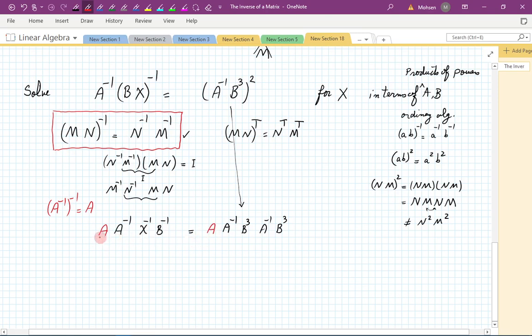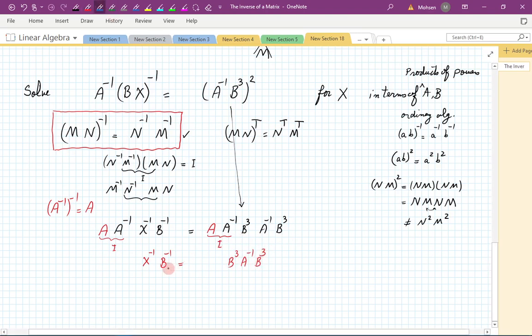So what does that do? This, when you multiply it by the inverse of your matrix, you have identity. So by now you're left with A X inverse B inverse. These two happen to be an identity too. Identity times anything is that thing, so I don't need to write the identity: B cubed, A inverse B cubed.